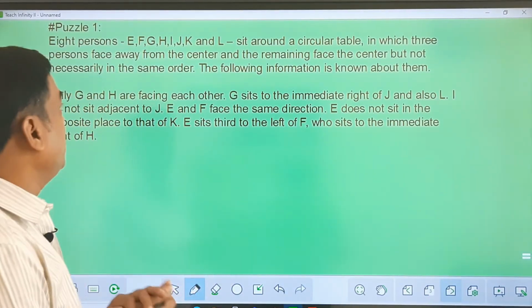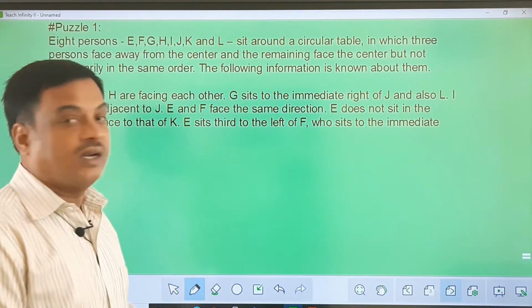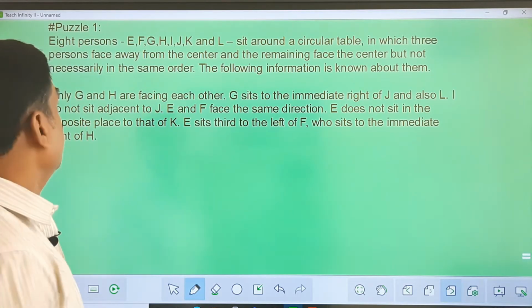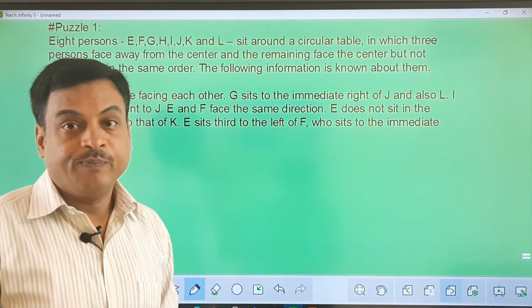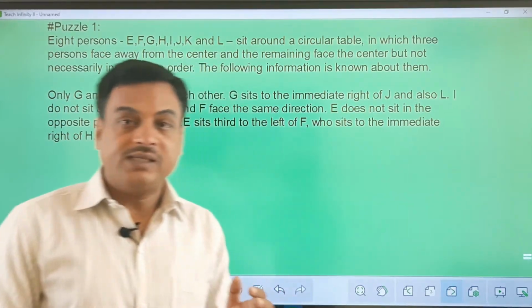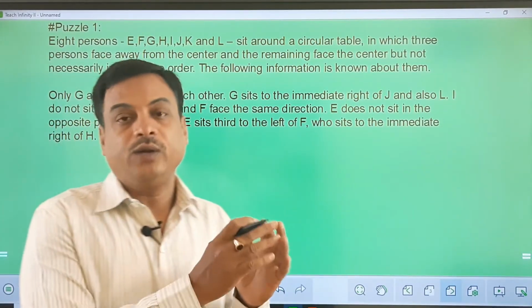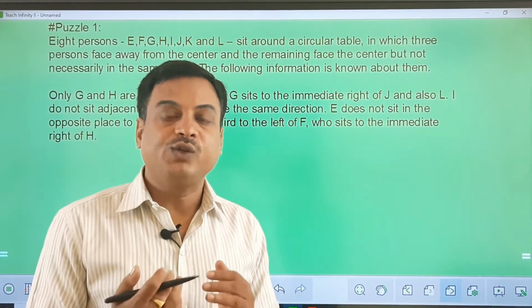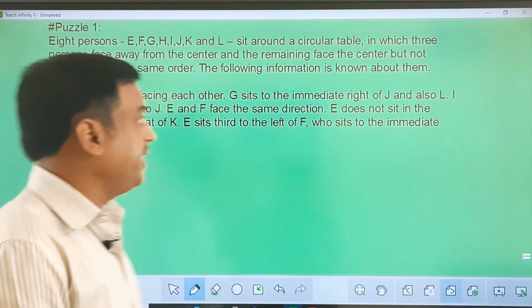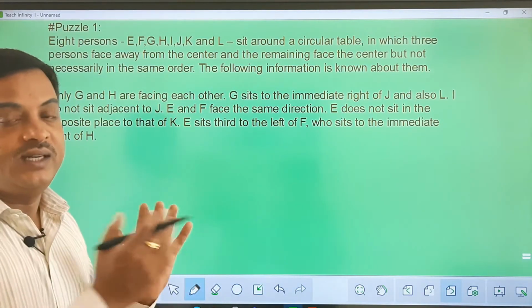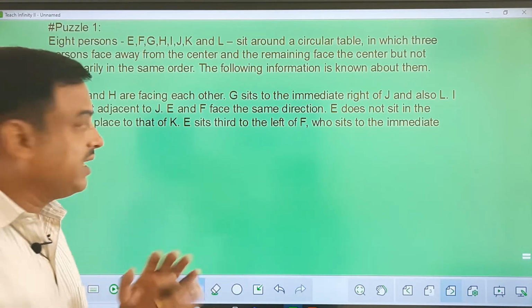Now what is the given information to us? There are 8 persons sitting around a circular table, in which 3 persons are facing away from the center. So if 3 people are facing away from the center, then the remaining 5 should face the center. That is understood, right? Now who is facing away from the center and who is facing towards the center is not given to us.